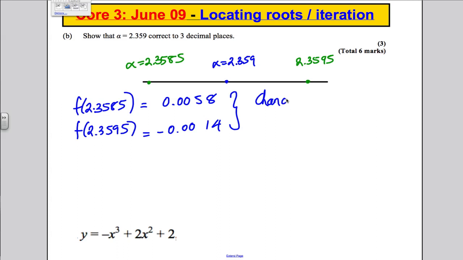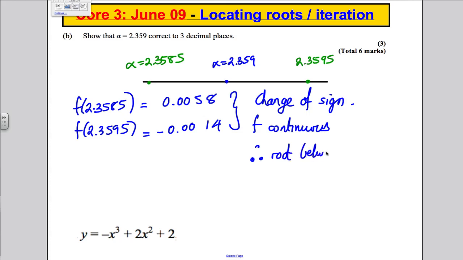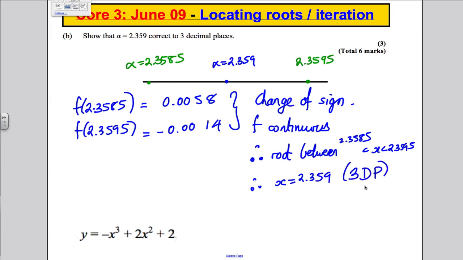As always, change of sign. F is continuous, therefore root between x less than 2.3595 and bigger than 2.3585. In particular, therefore, x equals 2.359 is correct to 3 decimal places. Okay, next one, pause the video, have a go.